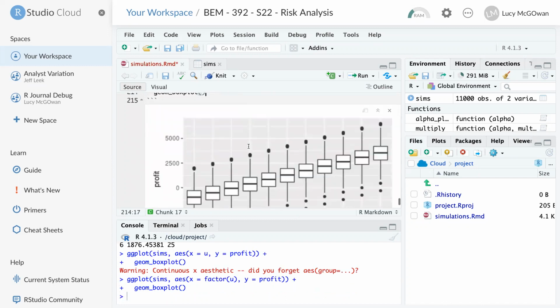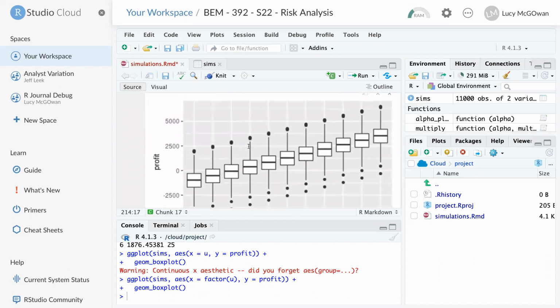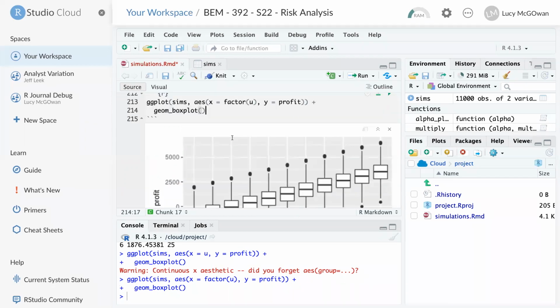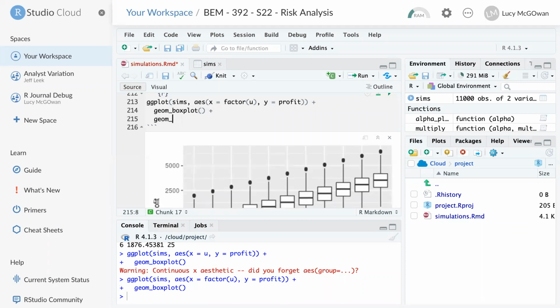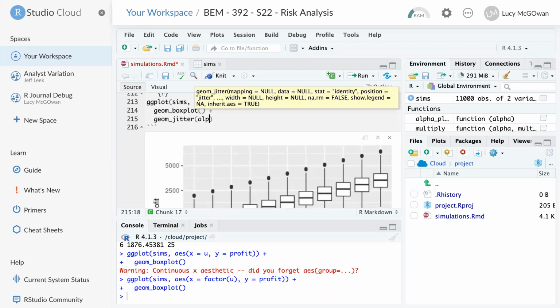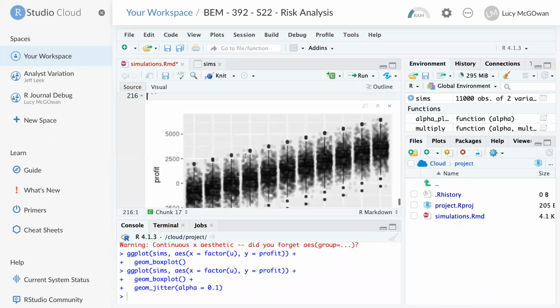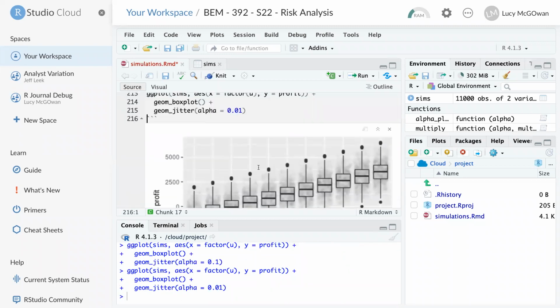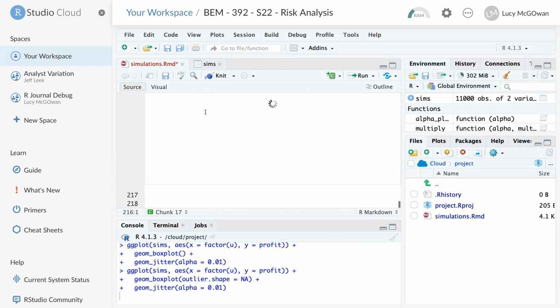All right, now this is a good start, but what if I wanted to actually include the data points to visualize them here? What would I do for that? Yeah, geom jitter. I'm going to set an alpha maybe to 0.1. Ooh, that's too much. Maybe 0.01. And then I'm going to remove these little outlier points with the outlier shape equals NA.